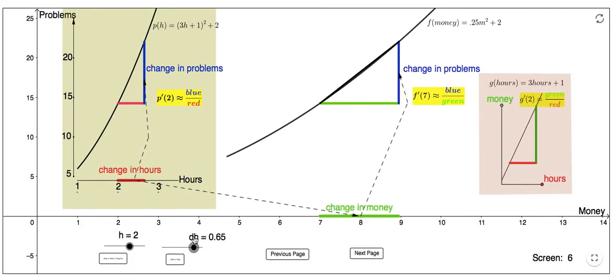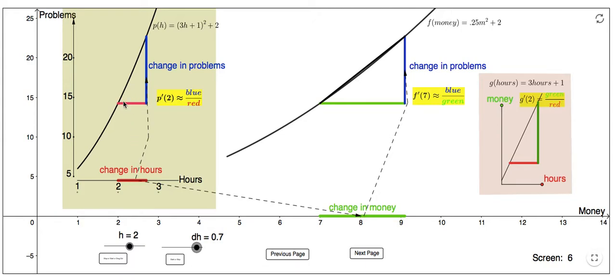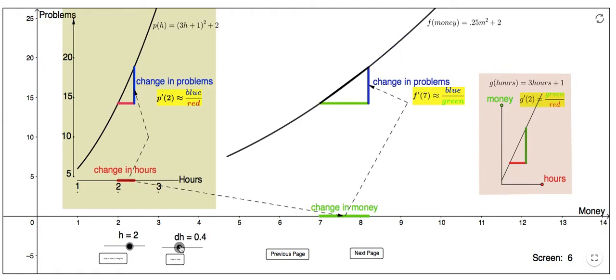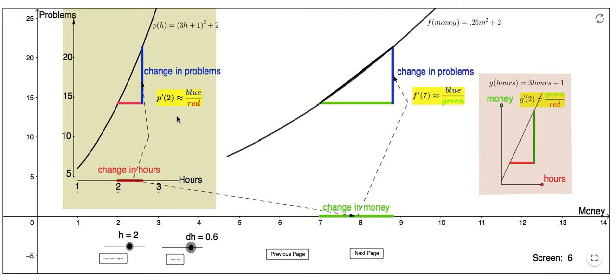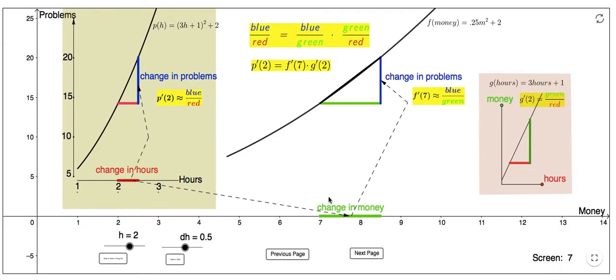So we can see here the change in our hours and the overall change in problems, and that's different than this relative change here when we talk about the change in problems with the change in money. But you can see that they are definitely connected. And so this is the chain rule here. We have the change in the problems over the change in the money, and then the change in the money over the change in the hours, which is our relative change between these. We can see that those changes multiplied together give us the overall rate of change.